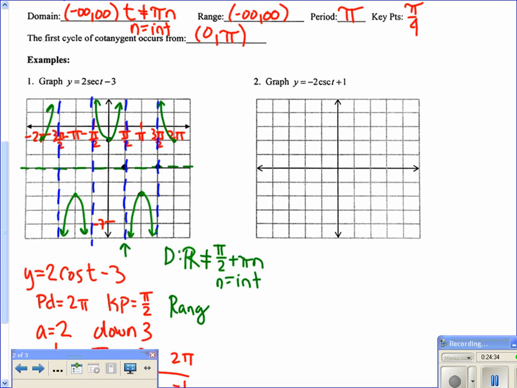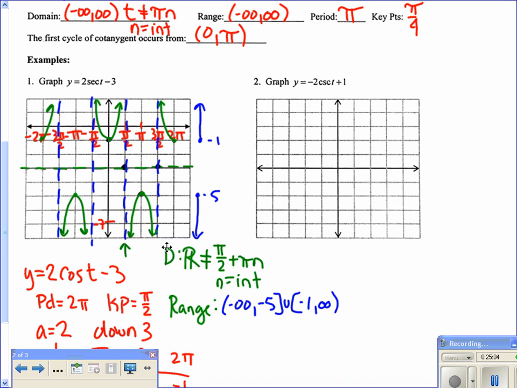Now my range has changed, because notice I'm going from down here, negative infinity, and I'm stopping right here at negative 5. And then we have negative 1, and we're going to infinity. So that means my range is going to be from negative infinity to negative 5, and then from negative 1 to infinity. All in between here, those numbers, we don't have anything on our graph.